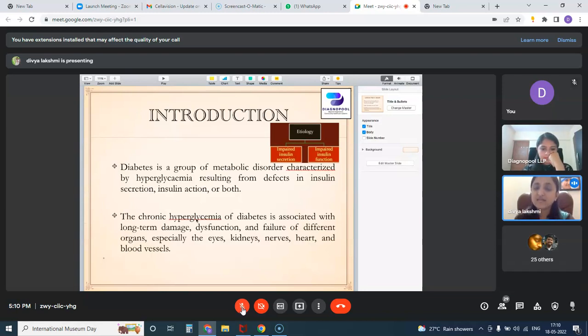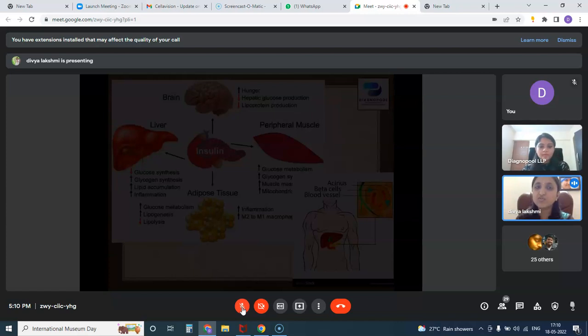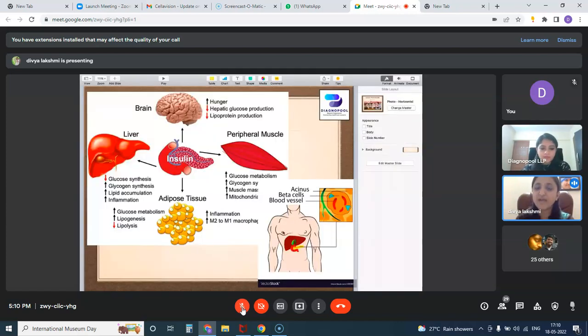So, once blood sugar enters the body, a hormone called insulin will be produced from the beta cells of the pancreas. The pancreas is an organ with different types of cells. Among those, the beta cell will produce insulin. Once the insulin is released, it will go and act on different organs.